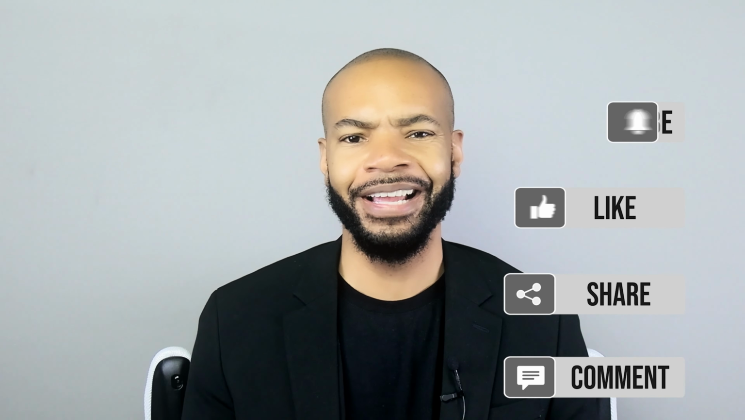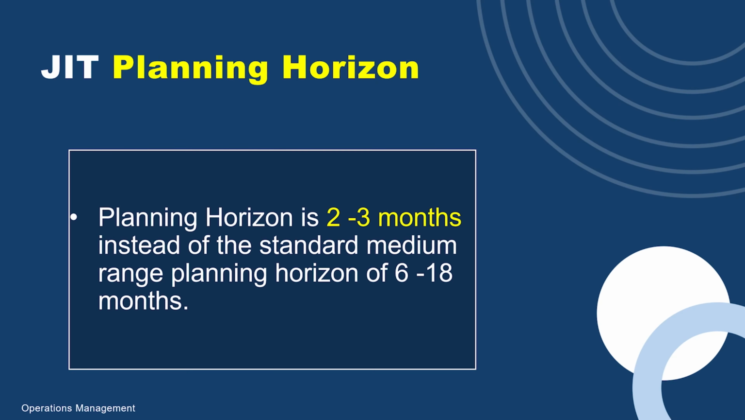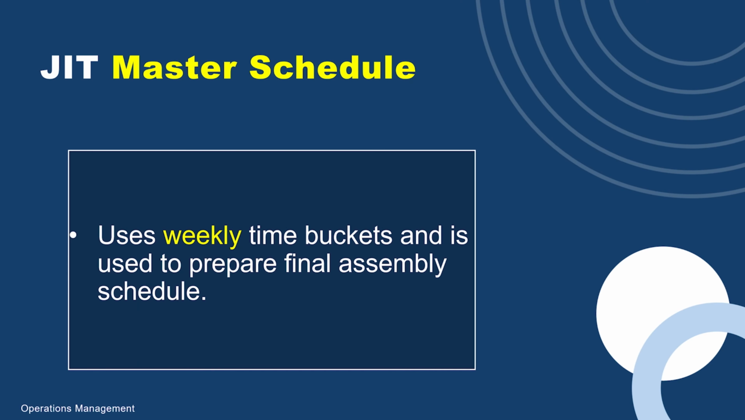So when we look at things like the master schedule, it's very similar to companies that use a master production schedule and MRP. As I mentioned before, one of the differences is the planning horizon. Just-in-time uses a much shorter planning horizon, 2 to 3 months, instead of that standard planning horizon. So in a just-in-time environment, lead times are probably much shorter compared to that standard 6 to 18 month medium range planning horizon, where you have an opportunity to have products be received in with a longer lead time. But everything else is almost the same.